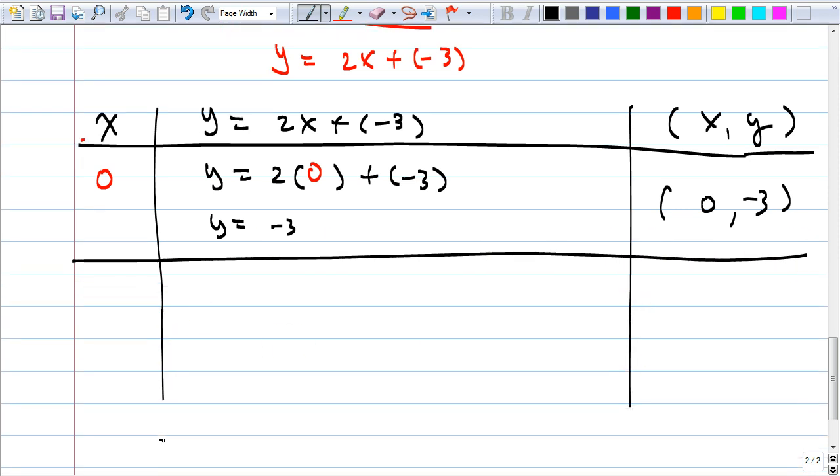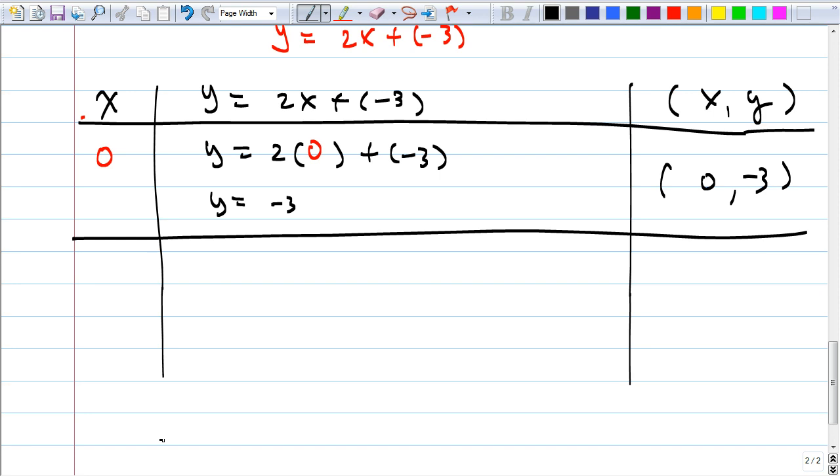Now, what is the next easiest number that I could plug in for x? 1. Would you plug in like 5,000? No, because you have any x's you could plug in. It doesn't matter what you plug in. Why not choose the easiest one? So let's plug in 1.